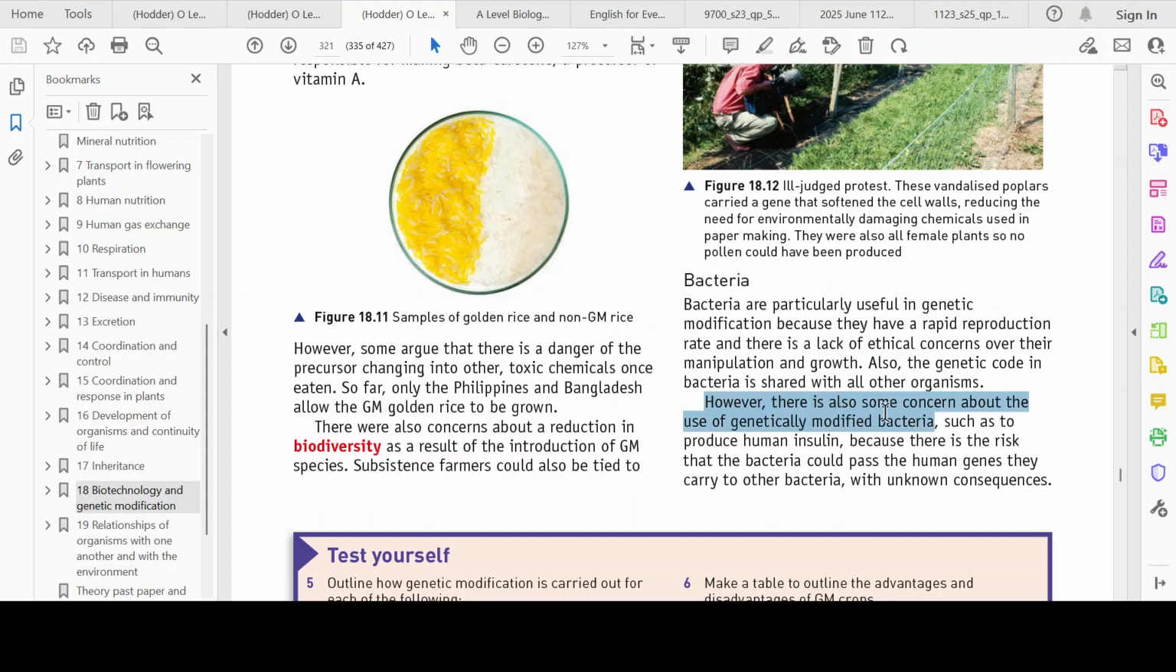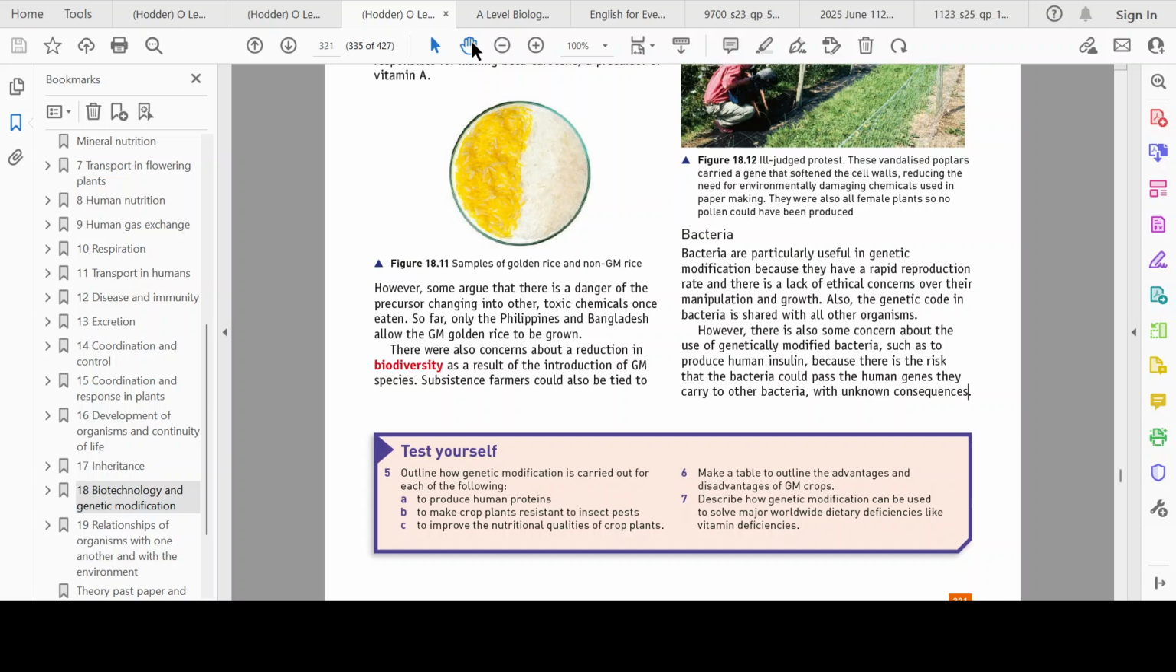There are some concerns about the use of genetically modified bacteria, such as to produce human insulin, because there is the risk that the bacteria could pass the human gene they carry to other bacteria. Now, what's the problem if some other bacteria starts producing insulin? We don't know. And so that is the risk, right? Unknown consequences. And with that, we have covered the chapter.